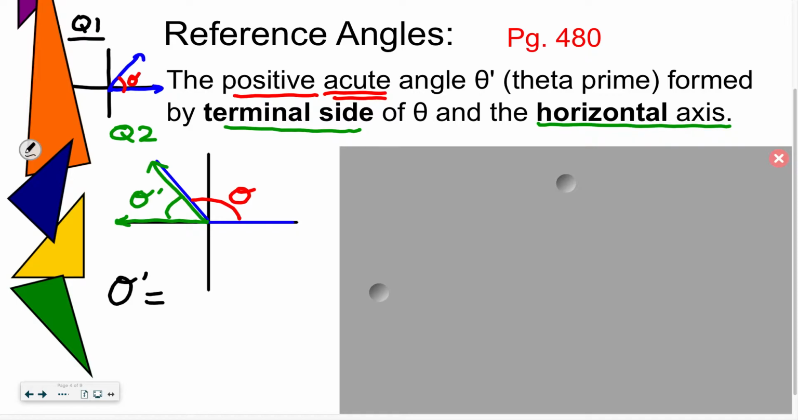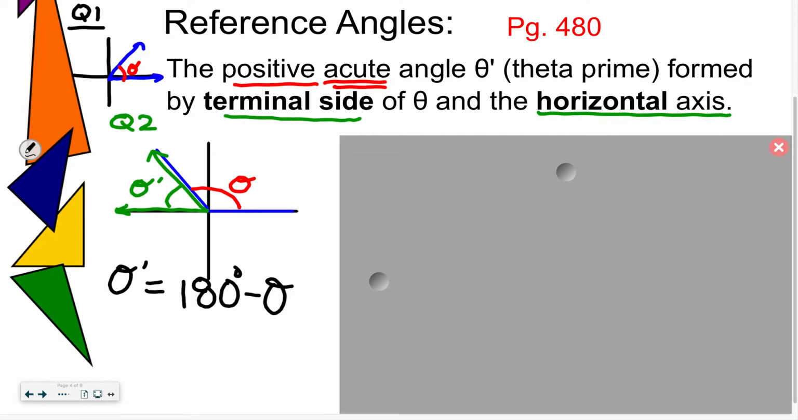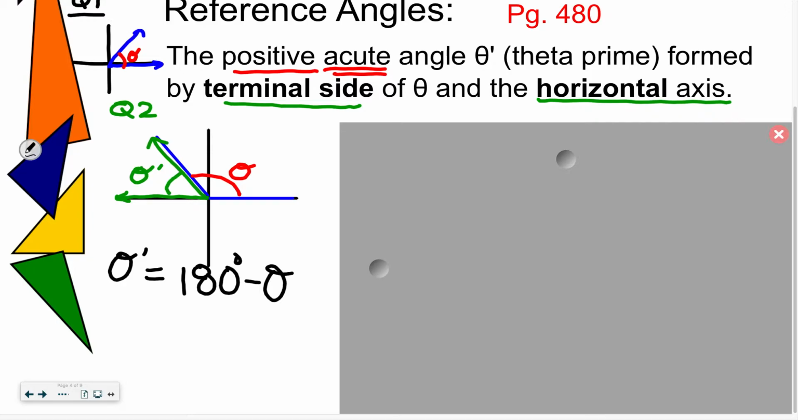So if you're trying to find the supplement of an angle, you subtract that angle from 180. Right? So if you want to know what theta prime is in quadrant 2, do 180 minus theta. And of course, I'm going to put up a rule here. What if it's in radians? Then we'll do pi minus theta.